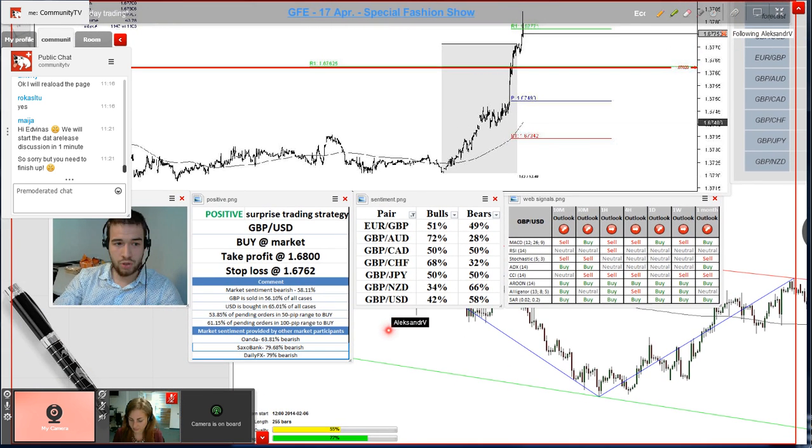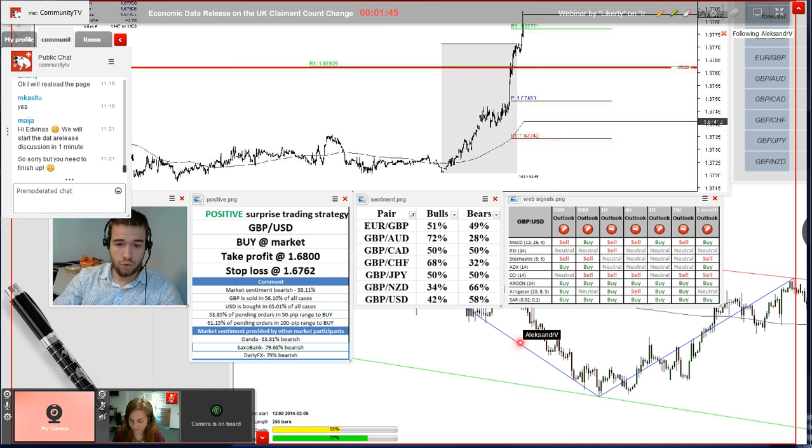Regarding the market sentiment, we see that traders still believe that the pair will depreciate, as more than 58% of open positions are short. Meanwhile, traders are selling the sterling in 56% of all cases across the board. And one more thing to mention, that's pending orders, obviously.